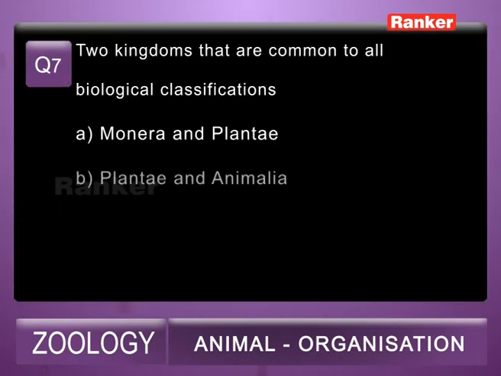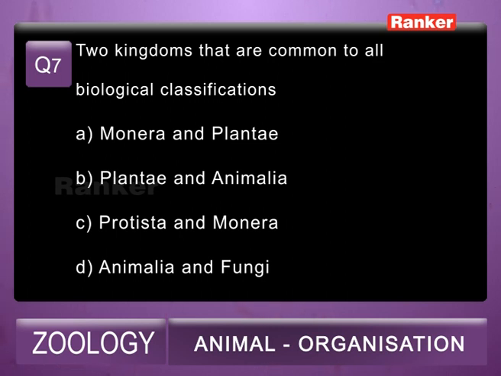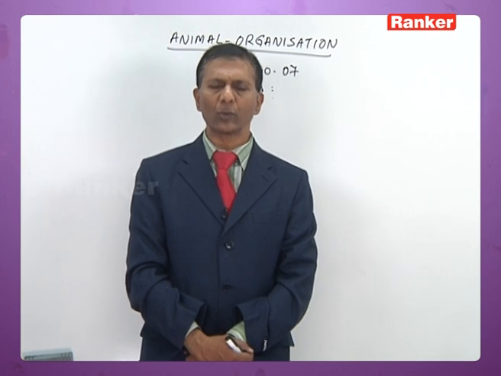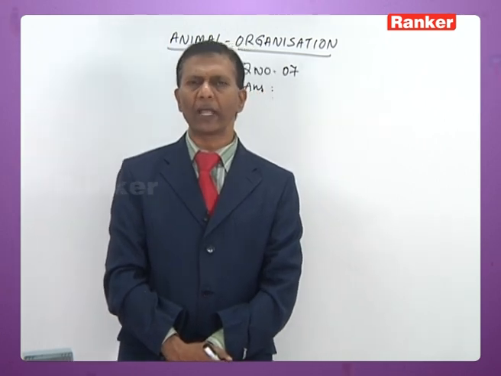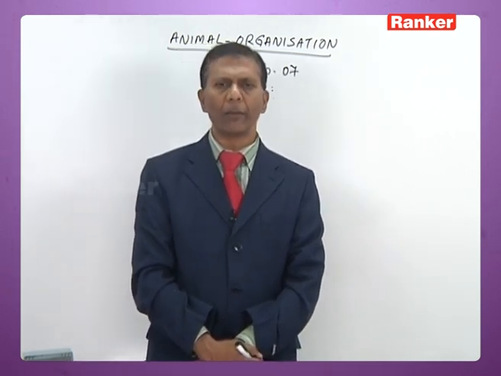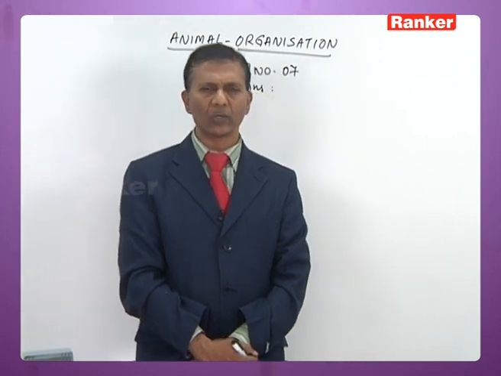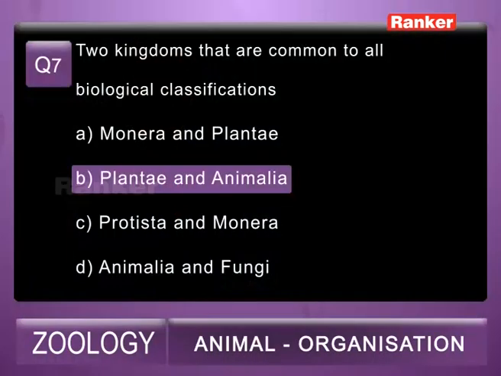Now question number 7, two kingdoms that are common to all biological classifications. A, Monera Plantae, B, Plantae Animalia, C, Protista Monera, D, Animalia and Fungi. When you look into all the classifications, that is two kingdom, three kingdom, four kingdom and five kingdom, the common among them are Animalia and Plantae. So seventh question correct answer is B.